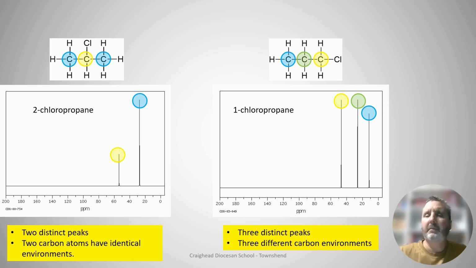Now this becomes a very important technique for starting to pick apart and work out exactly how the carbons are arranged in a molecule and where the functional groups are placed. Notice it will be symmetrical molecules that have fewer peaks than we might expect.